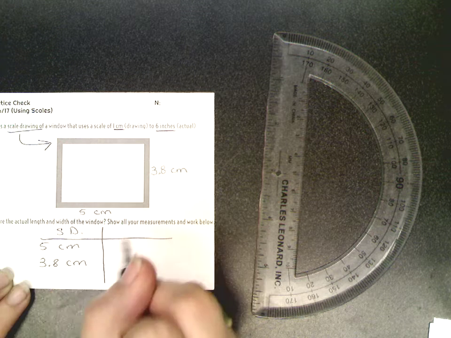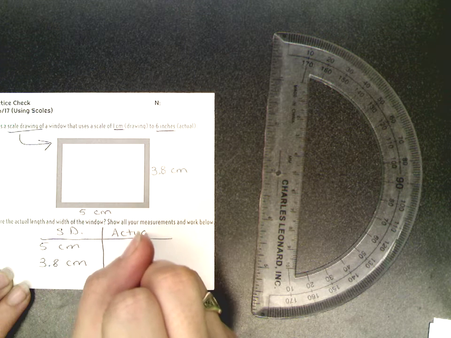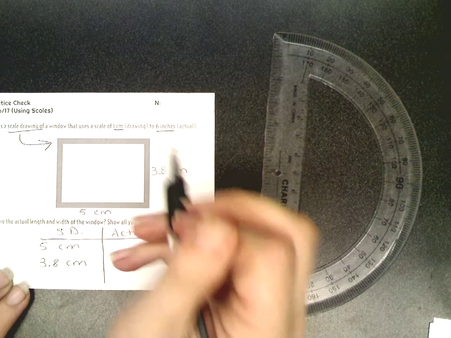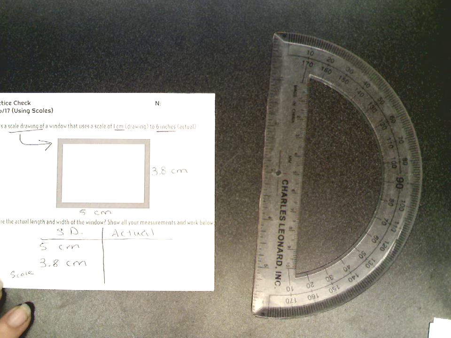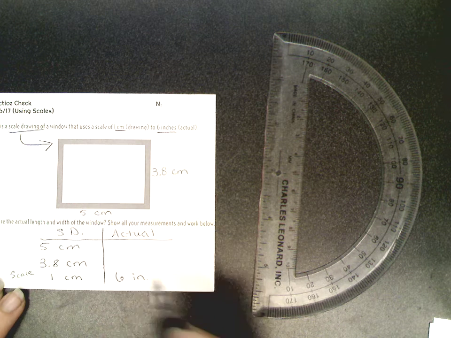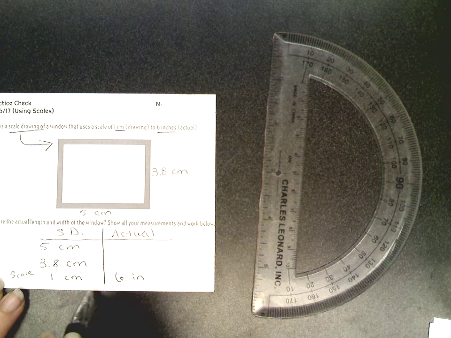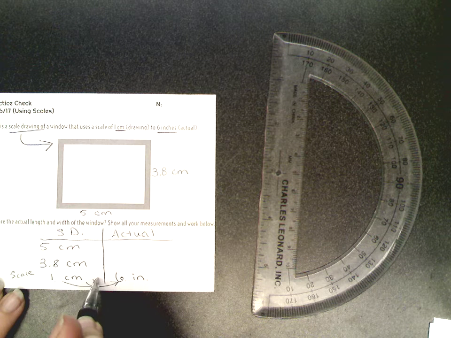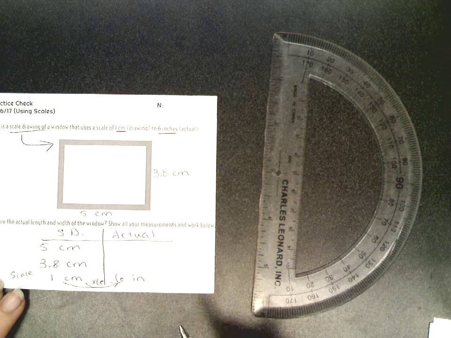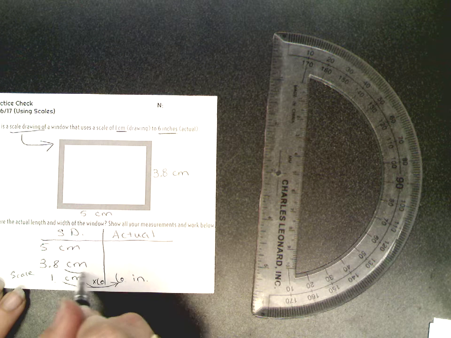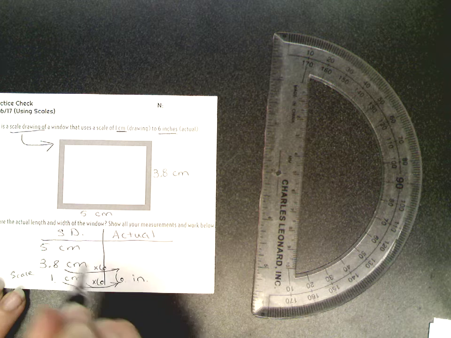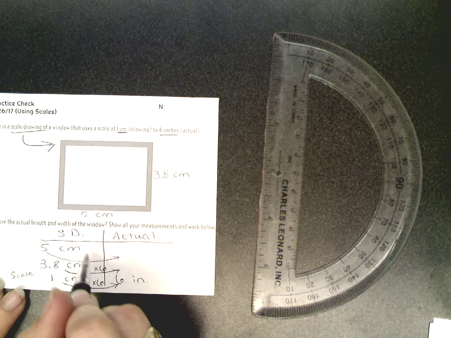This I know is the scale drawing, and I'm interested in finding what's going to happen actually. So I'm going to use my scale and put that in here. My scale is that 1 centimeter is going to give me 6 inches actually. How can I get from 1 to 6? I can multiply my number times 6 and then know that I'm going to convert to inches. So looking up here, well, if it's scaling, it's going to do the same thing. So I'm going to have 3.8 times 6, and I'm going to have 5 times 6.